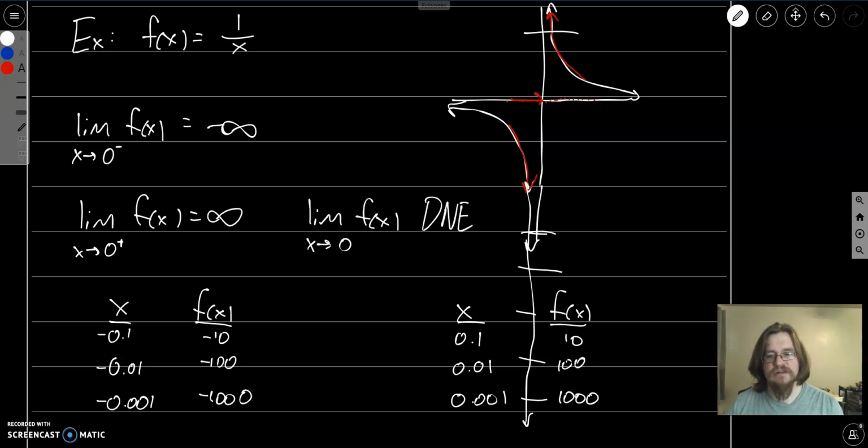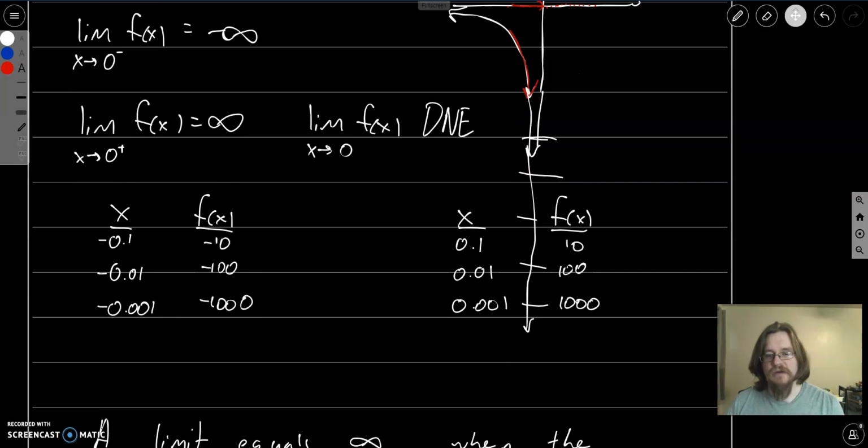And again, why does the limit not exist? Well, the limits are different on both sides. One is going down forever, going to negative infinity. One is going up forever to positive infinity. Those aren't the same. We don't consider those the same thing. So this limit does not exist.